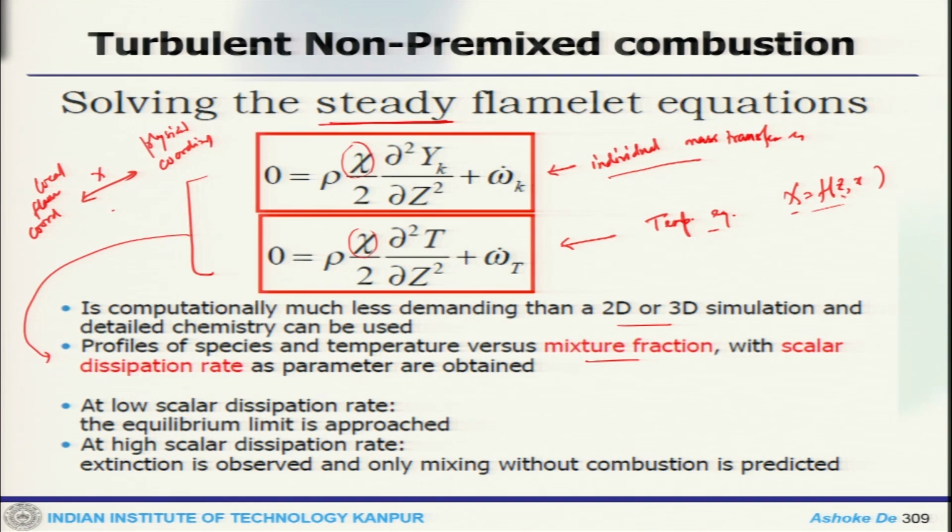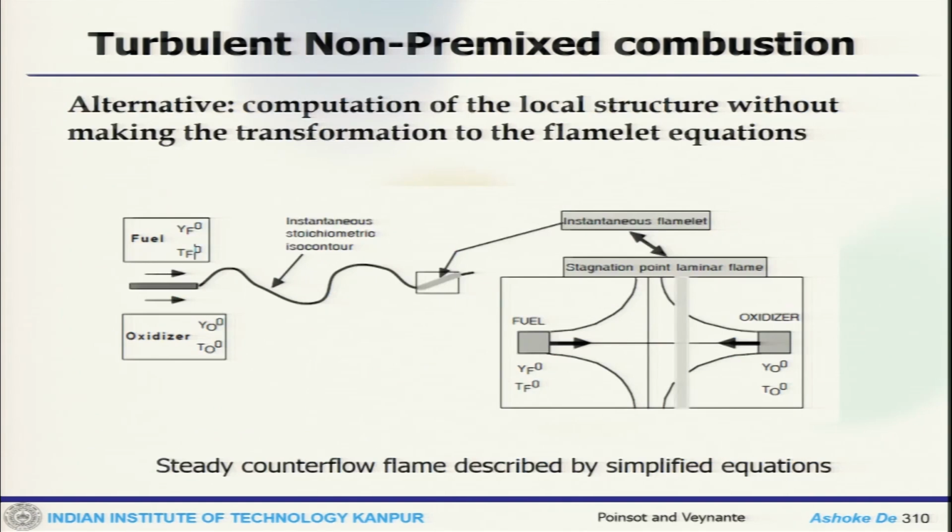Now when the scalar dissipation rate is low, that means it tends to 0, the equilibrium limit is approached. If it is high, then one can expect extinction, and there will be only mixing without any combustion. So there are two different limits of scalar dissipation rate.